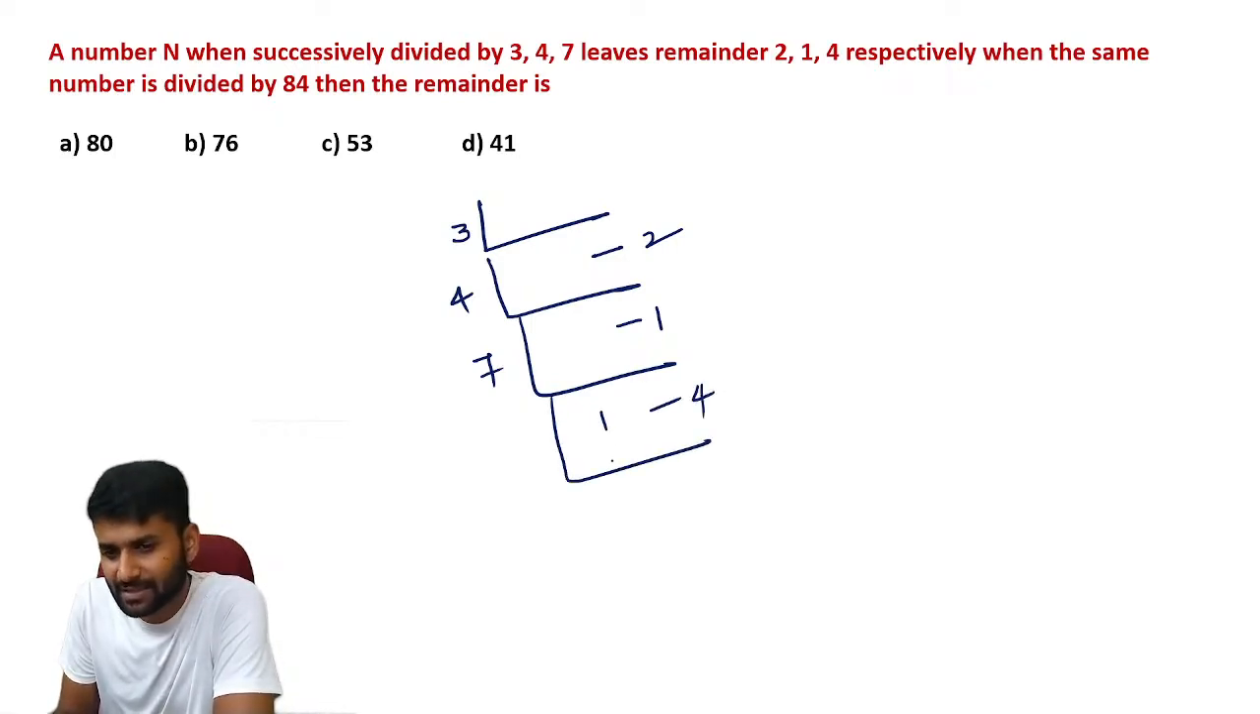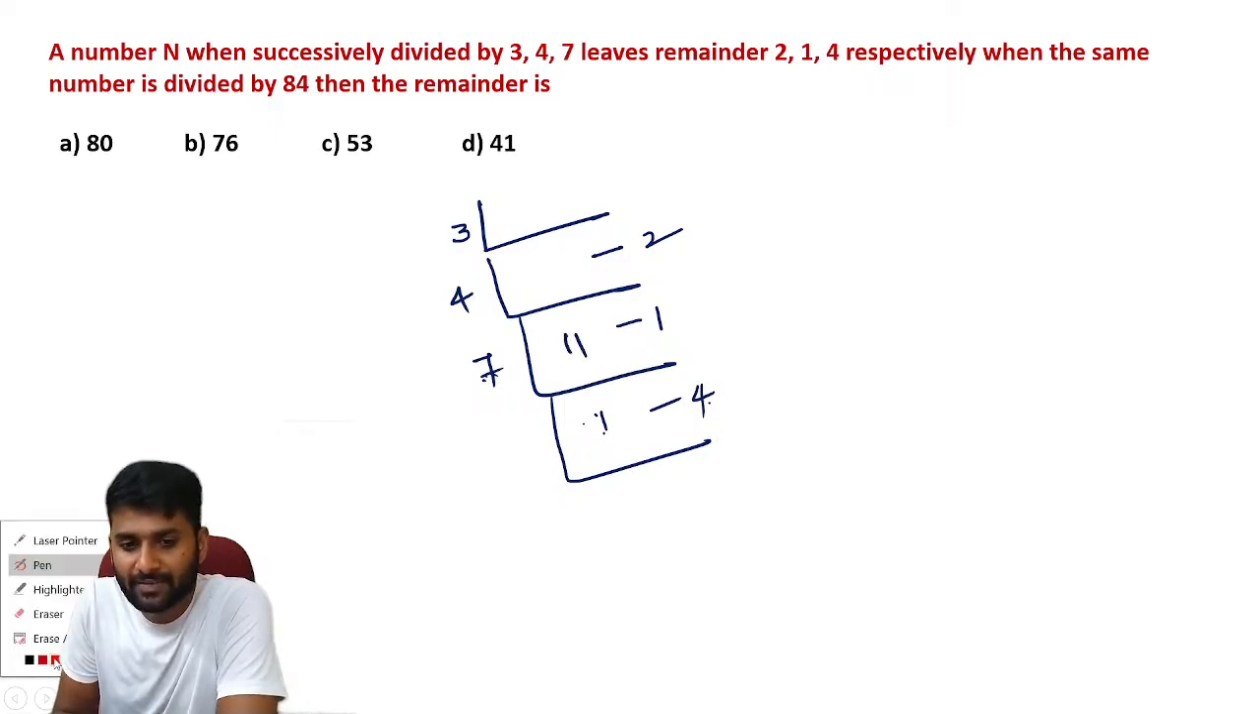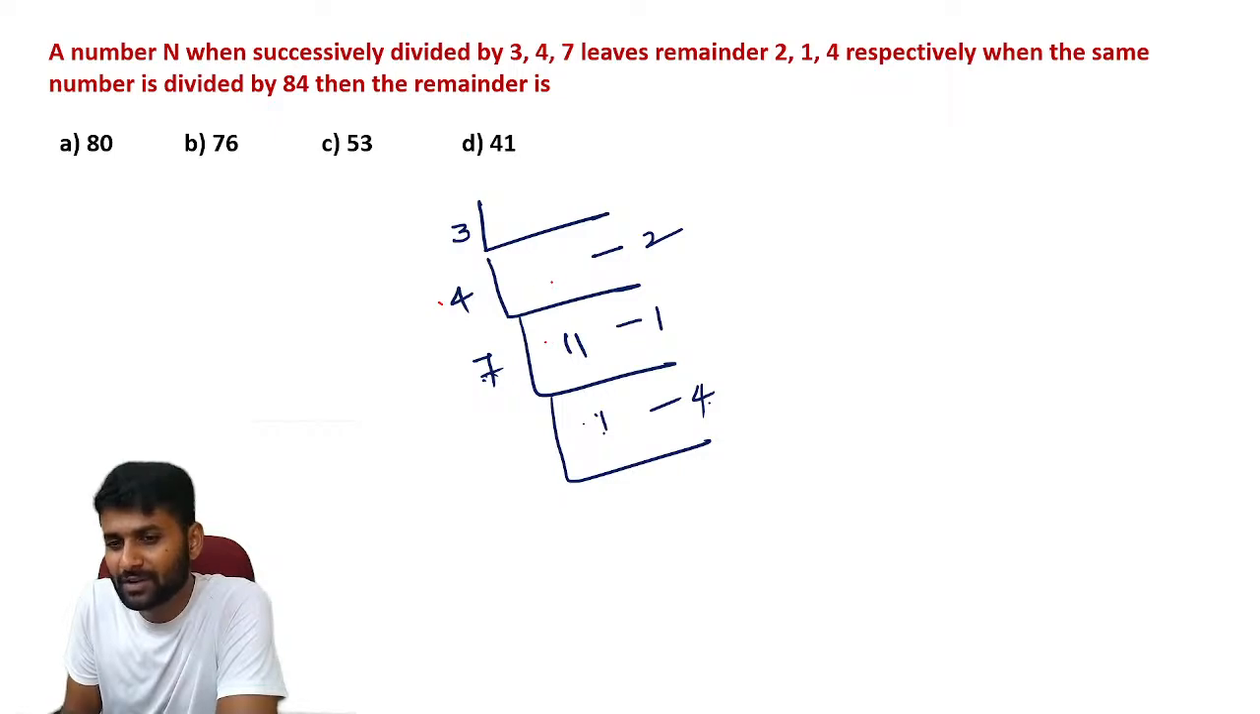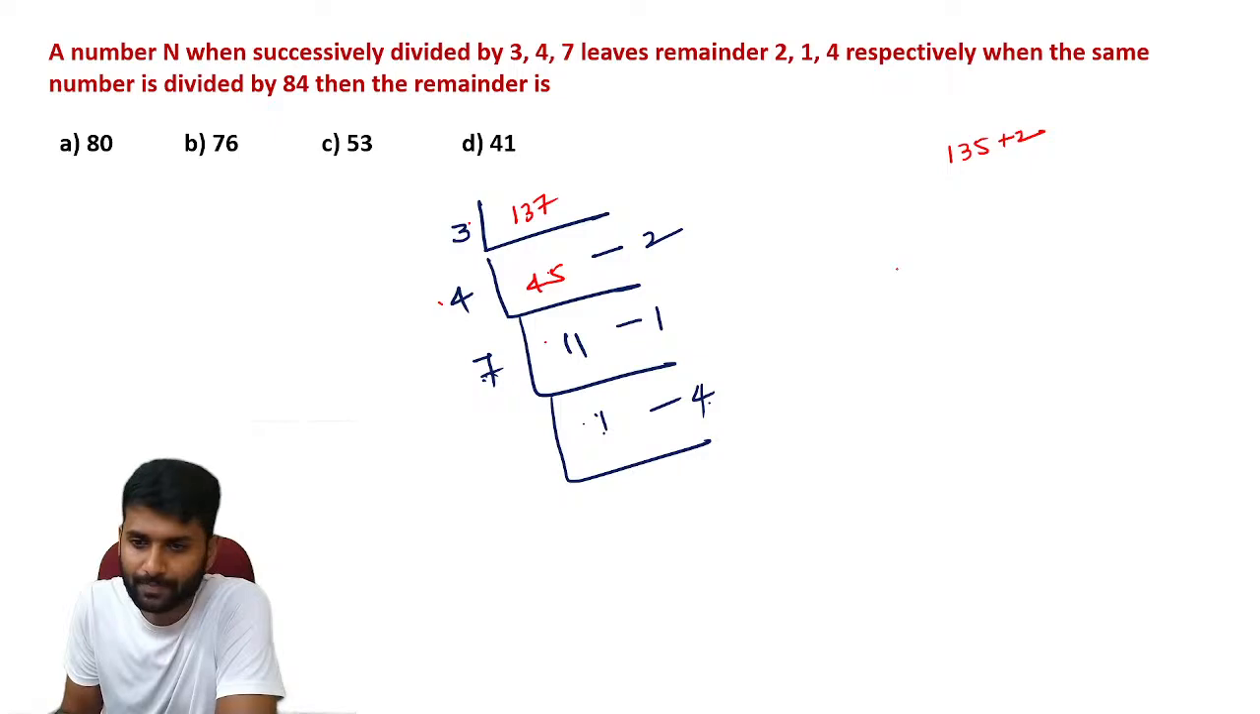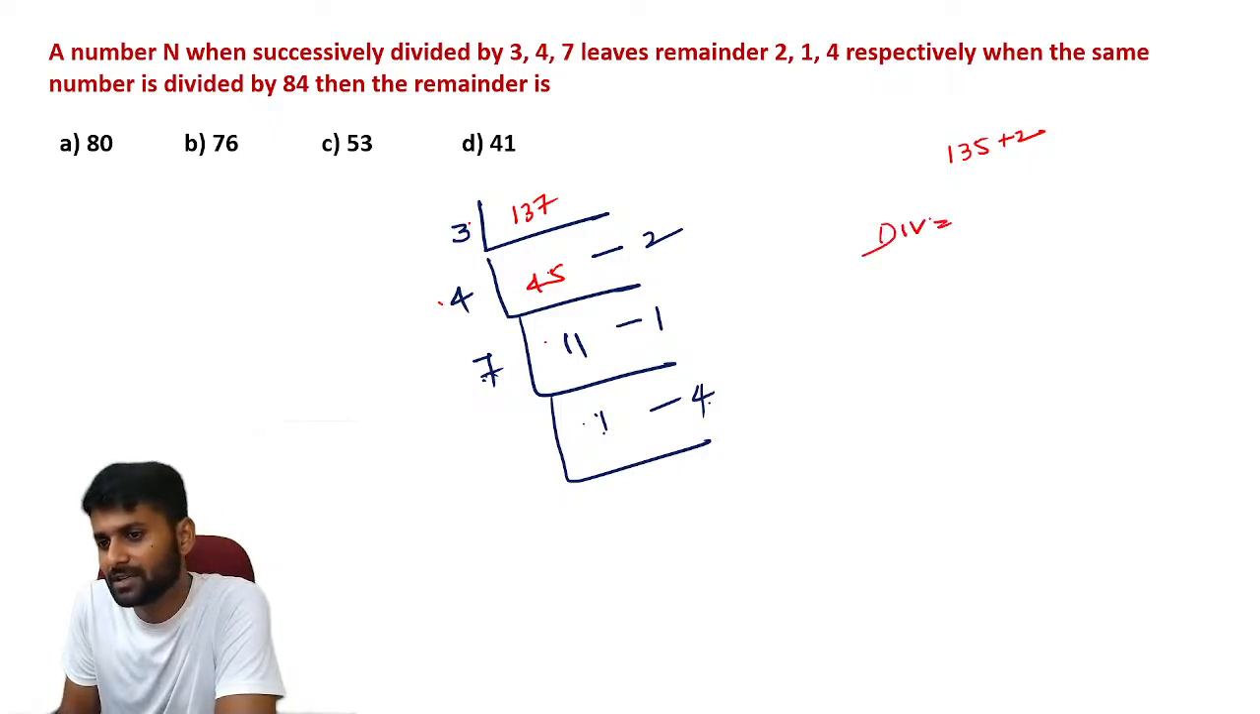Let us assume that the last quotient is 1. If the last quotient is 1, what about the dividend here? 7 into 1. See, 7 is the divisor, 1 is the quotient, 4 is the remainder. 7 into 1 plus 4 is equal to 11. Let's identify the previous value. 4 into 11 plus 1 is 45. 45 into 3 is 135 plus 2, then it becomes 137. This is the approach. This is all about dividend is equal to divisor multiplied with the quotient plus the remainder.